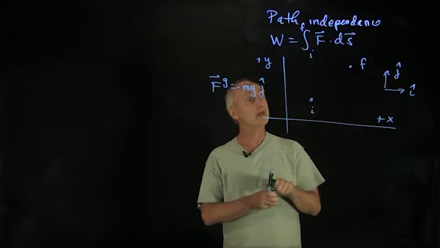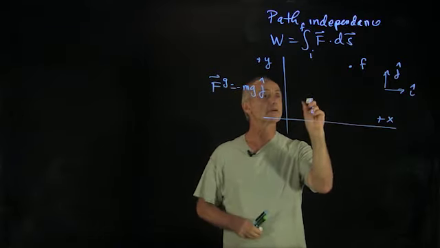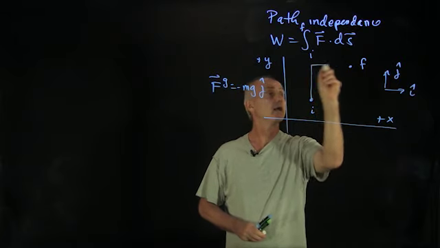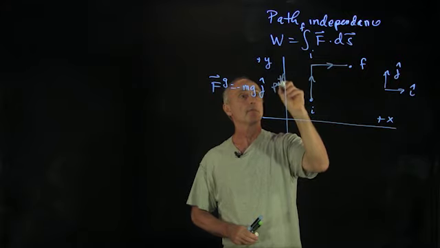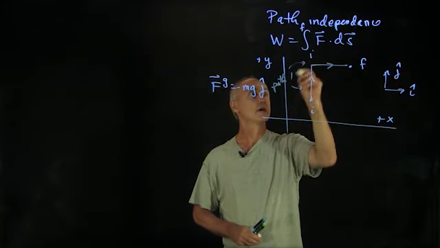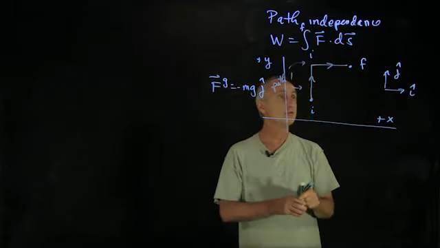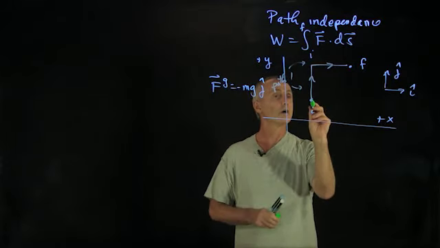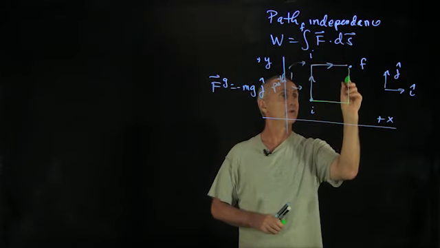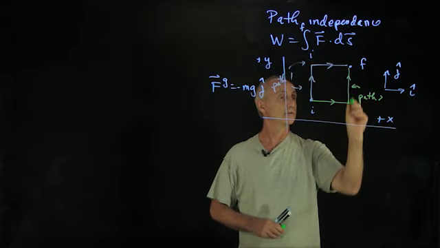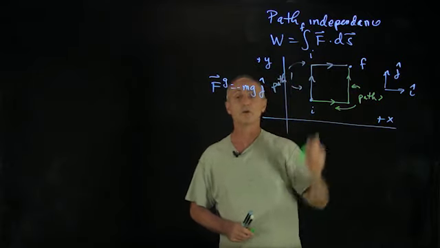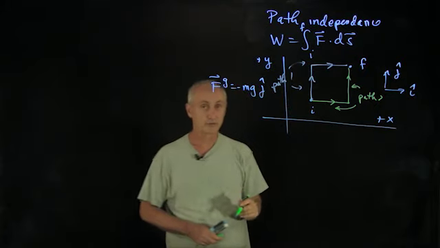I'd like to consider a first path that goes straight up and over. So this will be path 1. It has 2 legs. And the second path, path 2, will go horizontal and vertical. So that's going to be path 2, and it has 2 different legs. And we'd like to evaluate this integral on both paths.